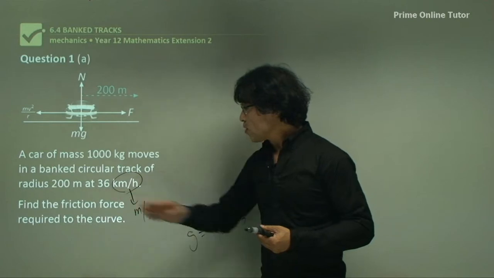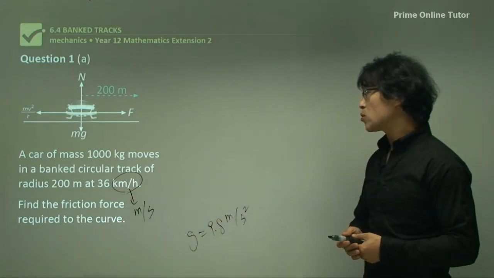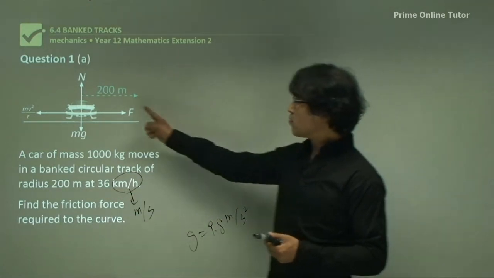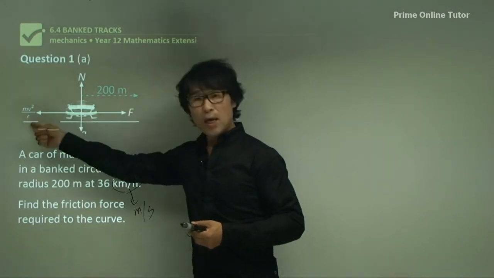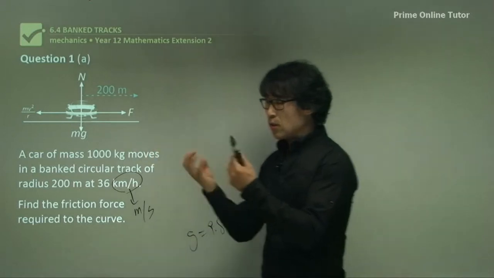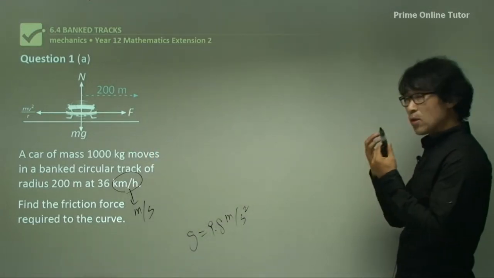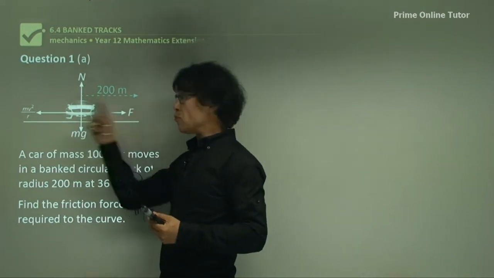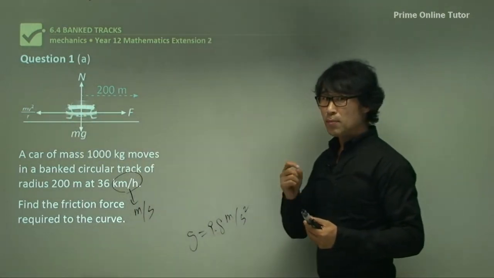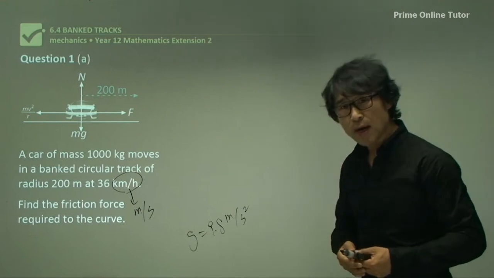Then find the friction force required for the curve. So how do you find the friction force? It is the balancing force of the uniform circular motion, okay? So this will be the same amount for this one. So we need to calculate the amount of mv squared divided by r, okay?